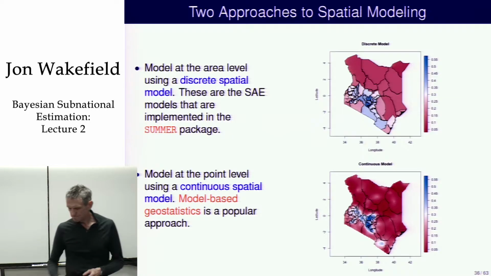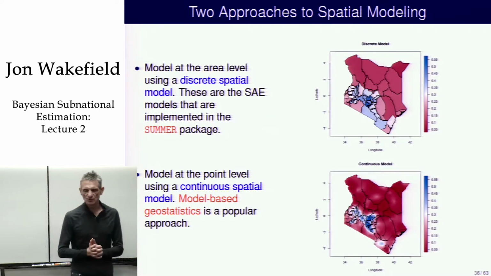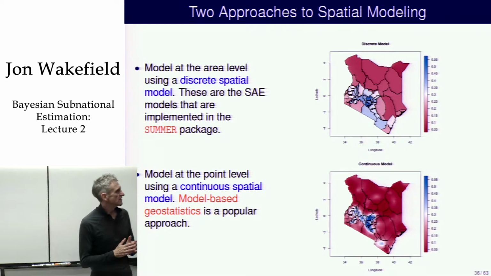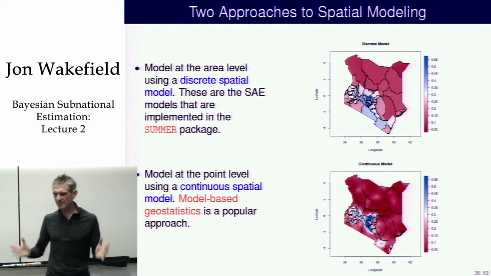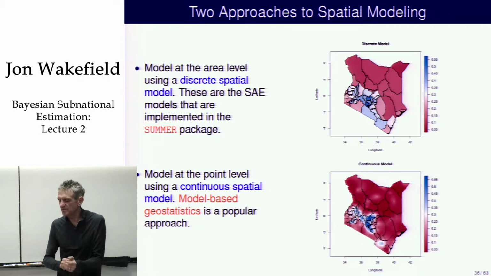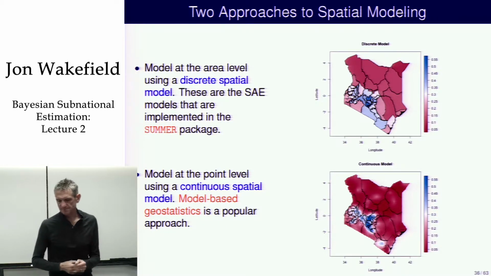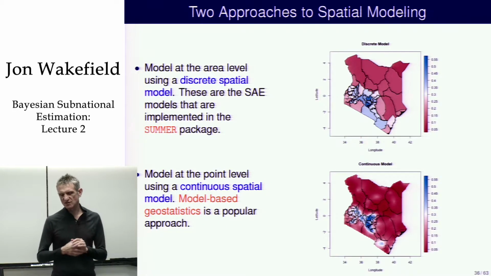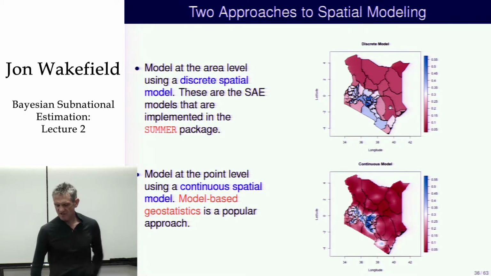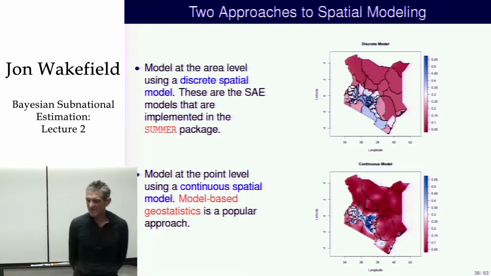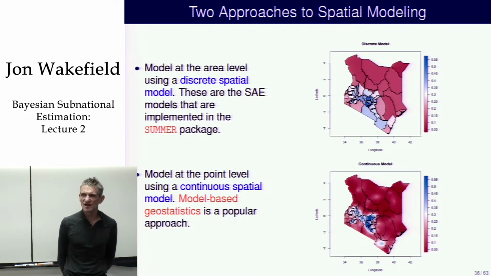Okay, so now we're going to look at extending these models to space. So overall there are two main ways that people have chosen to model spatially. One is the discrete spatial model. So here, these are the 47 counties of Kenya. Here we have one color in each county, because we've applied a smoothing model which says every county has the same underlying prevalence.